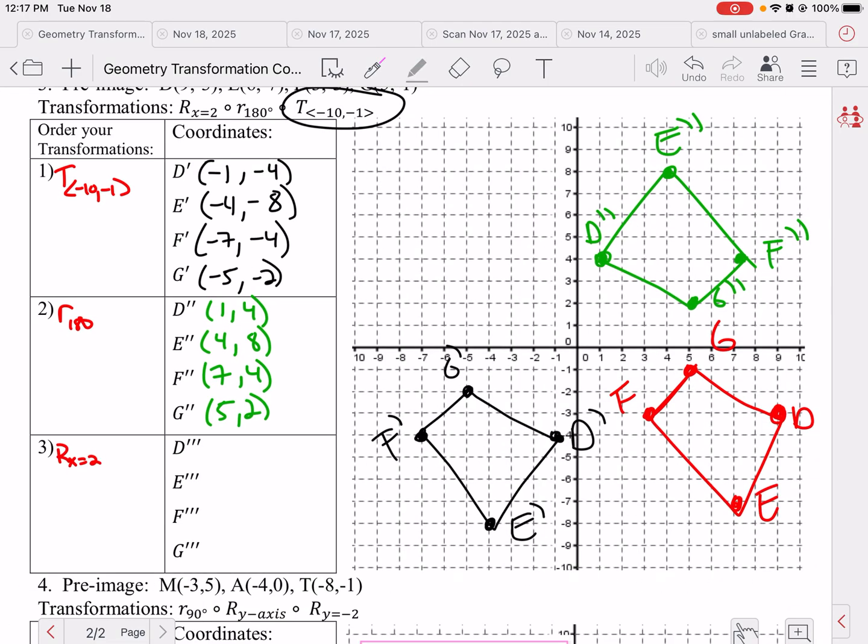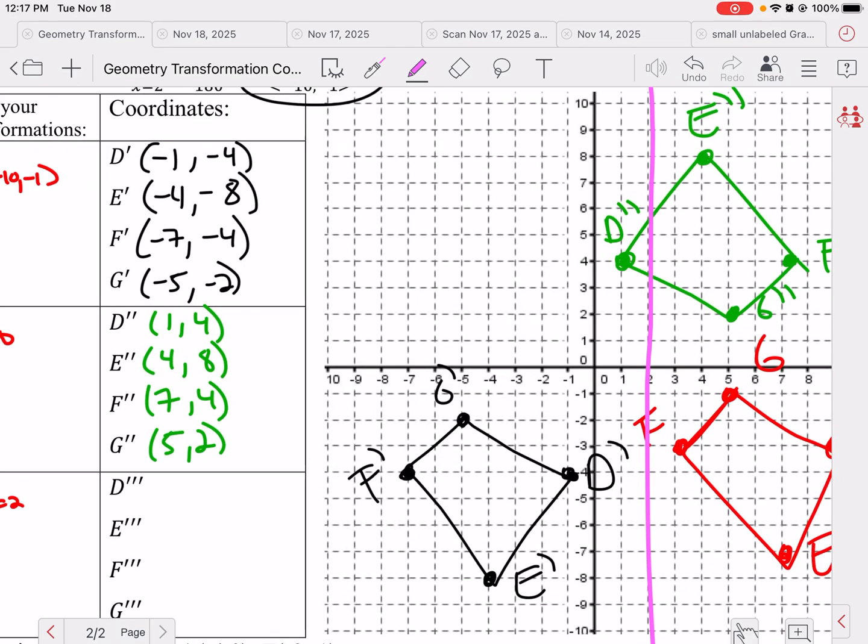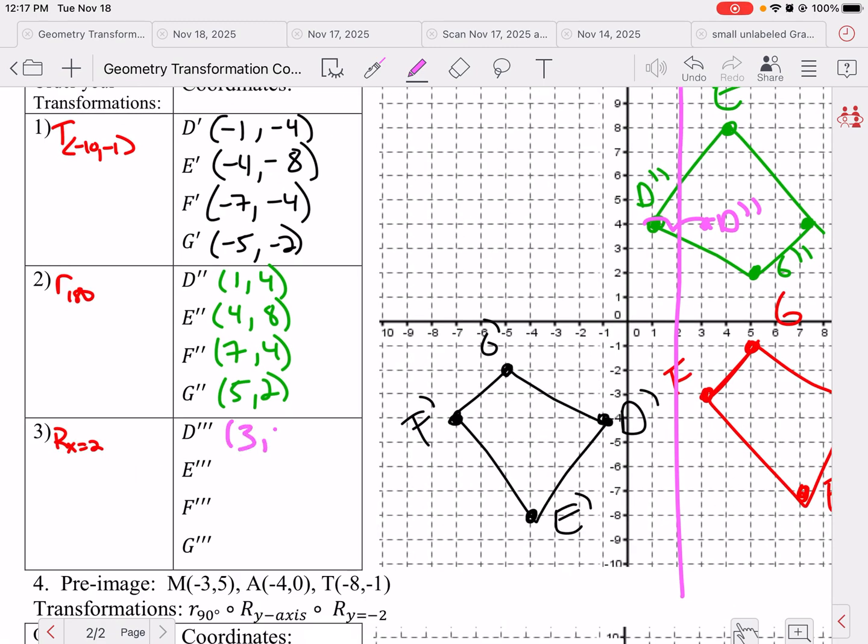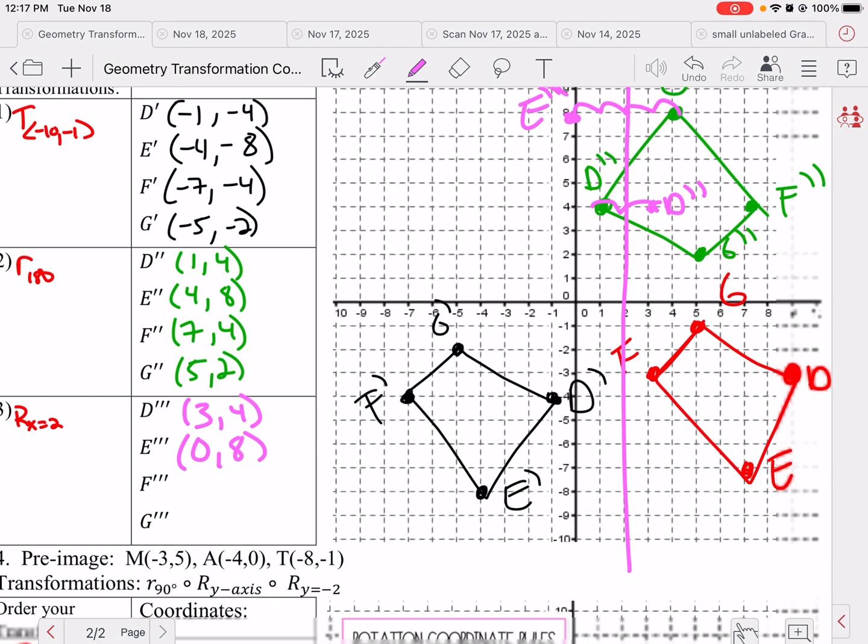Okay. And one last thing, we're going to reflect it over the line X equals 2. So X equals 2 is right here. Okay. So again, I'm going to go 1 jump, 1 jump. So D triple prime would be at 3, 4. We're going to do E, which is 1, 2, so we're going to go 1, 2 over, which is going to be the point 0, 8 for E triple prime.